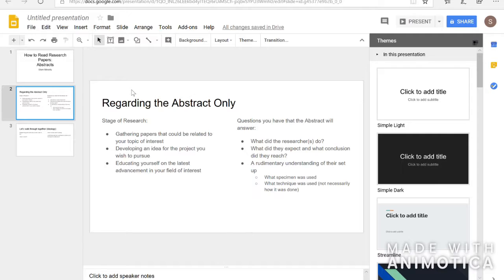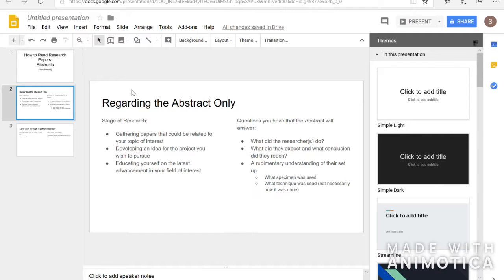If you watch other videos on how to read abstracts, a lot of what they'll tell you is, when reading a research paper, the first thing you do is skim it. You don't really read to digest all of the information, and they're right. You only get a rudimentary understanding of what the researchers were trying to do.